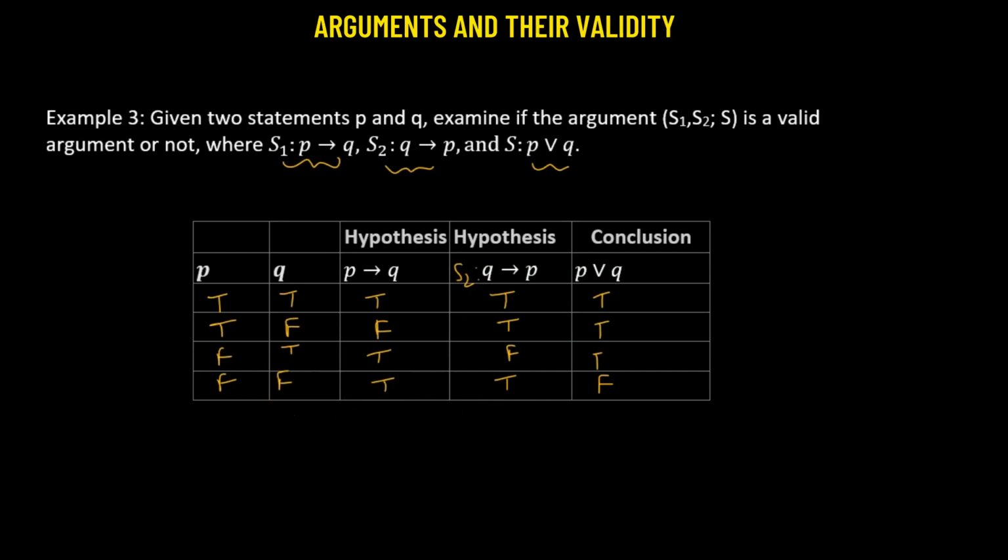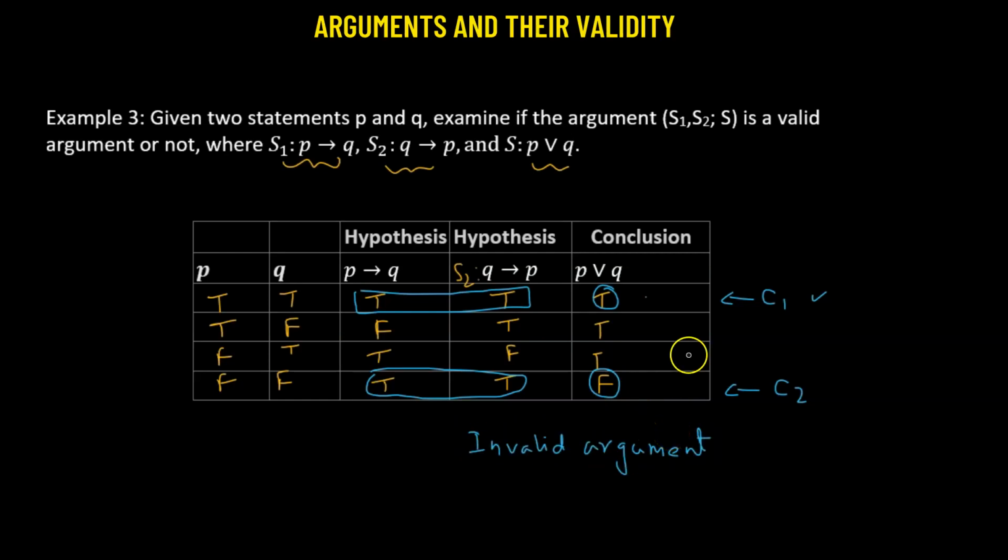Now the next task will be to find the rows where both hypotheses are true. So we have the first row. So this is critical row number 1. Then we have the last row. Here also we have critical row 2. Now next, for critical row number 1, what is the conclusion? Is it true or false? It is true. So this passes the test. But for the second critical row, we see that we have a false conclusion value. Since we have one false conclusion value, this means this is an invalid argument.